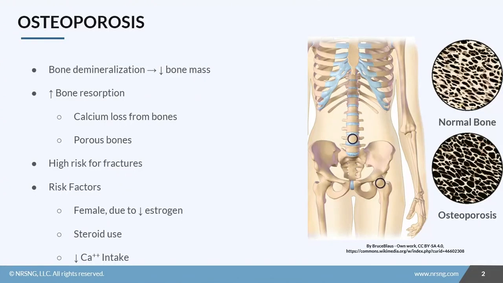So osteoporosis is a disease of bone demineralization. So as the bone loses its minerals, it decreases in mass or density. So what's the number one mineral found in bones? Calcium, of course. So what we see is that there's an increased rate of bone resorption. Resorption is when calcium is pulled out of the bones to go into the bloodstream.